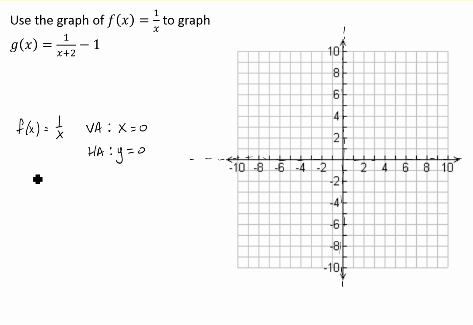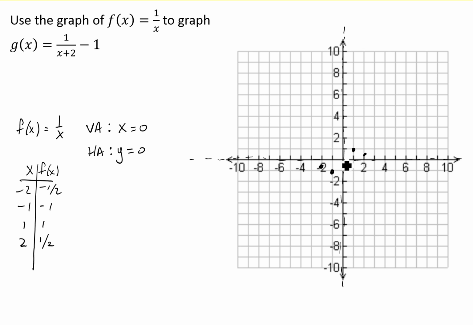So we'll go ahead and set up a table to plug some numbers in to get some points that we can plot. So we'll go ahead and use -2, -1, and we know that we can't plug in a 0 for x, that's our vertical asymptote. So we'll go ahead and jump to 1 and 2. If I plug in -2 for x, I'd get -1/2. Plug in -1, we'd get -1. 1 would give us 1, and 2 would give us 1/2. So let's go ahead and plot these points. We've got (-2, -1/2), (-1, -1), (1, 1), (2, 1/2).